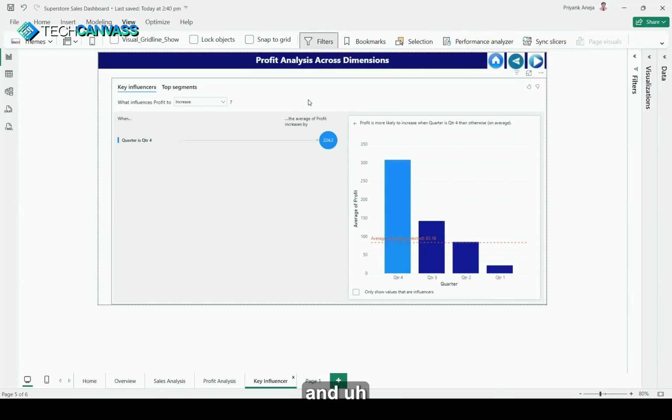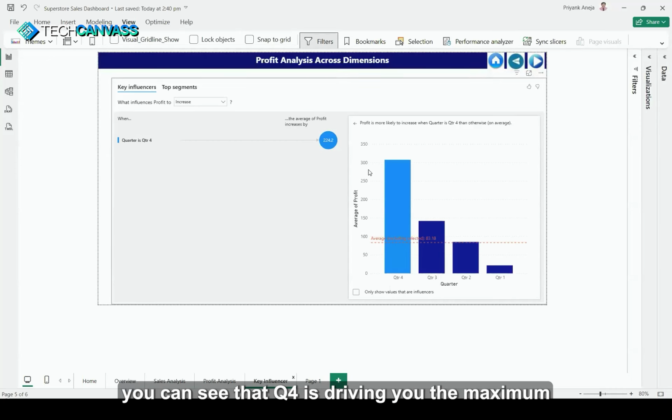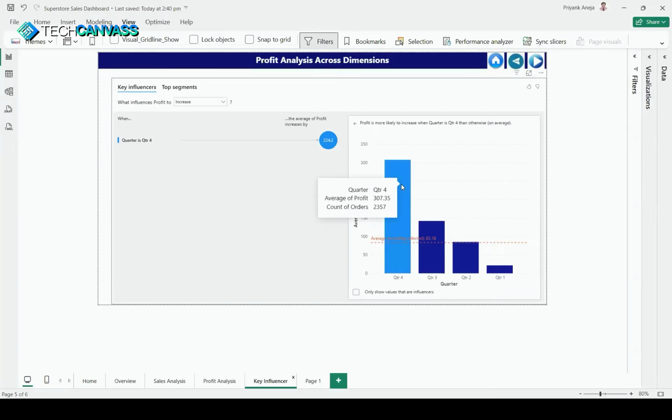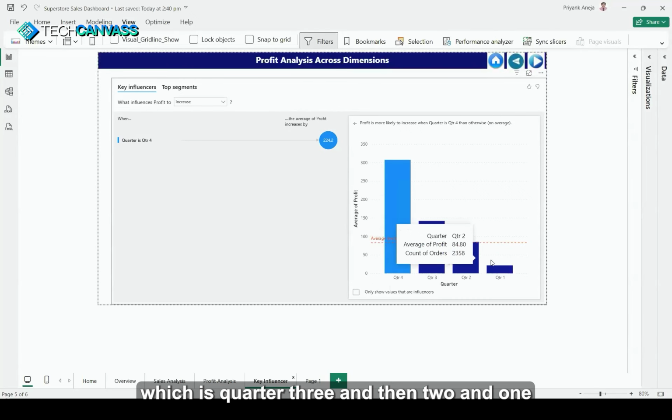Okay, and it will give you a lot of insights out of it. Now, in this key influencer graph, you can see that Quarter 4 is driving the maximum profit. The average profit is 307 from almost 2400 orders. Then comes Quarter 3, and then 2 and 1.